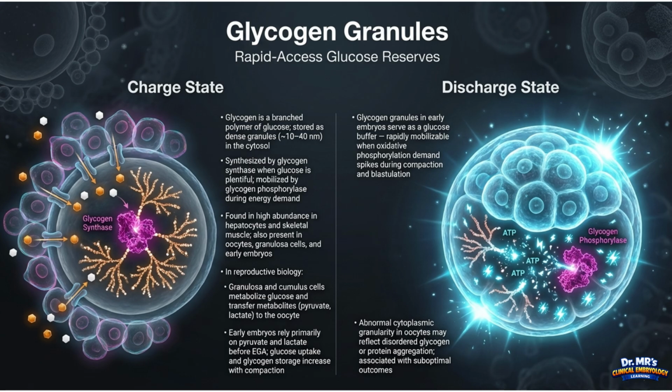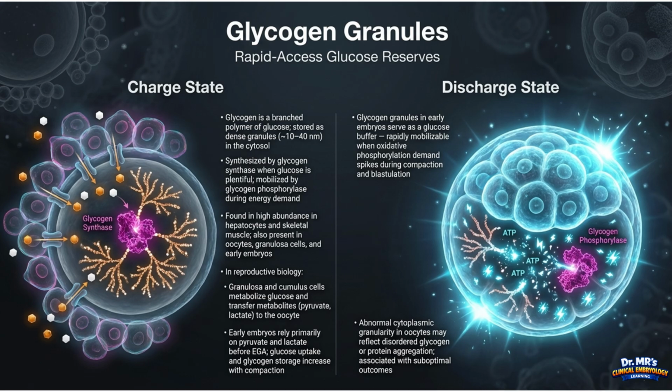The granulosa and cumulus cells that surround the oocyte within the follicle actively metabolize glucose and transfer the products, primarily pyruvate and lactate, to the oocyte through gap junctions. This is not generosity. It reflects the oocyte's metabolic preference. Early embryos rely predominantly on pyruvate and lactate as their primary energy substrates in the period before embryonic genome activation.